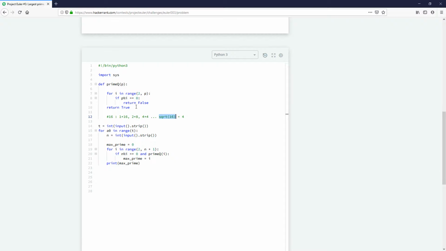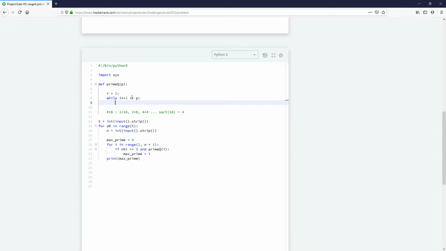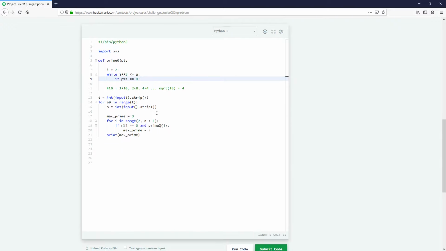So rather than doing this, what we're going to say is we'll start by having i equal 2, and then we'll say while i squared is less than p, actually we should do less than or equal, and this is the same as saying while i is less than or equal to the square root of p. We will go ahead and check if p mod i equals 0, then we have found a factor of p, and we're done.